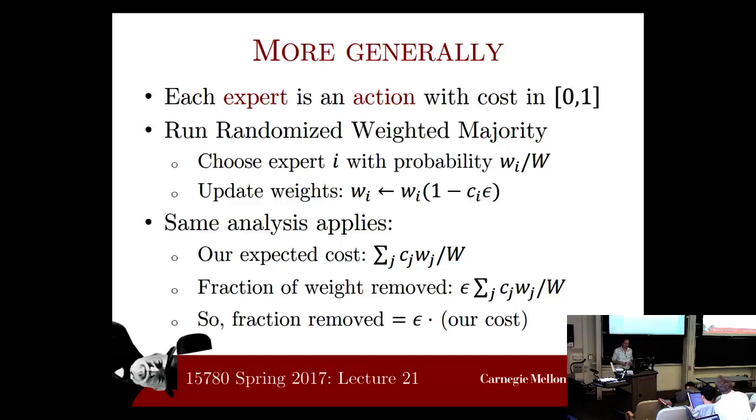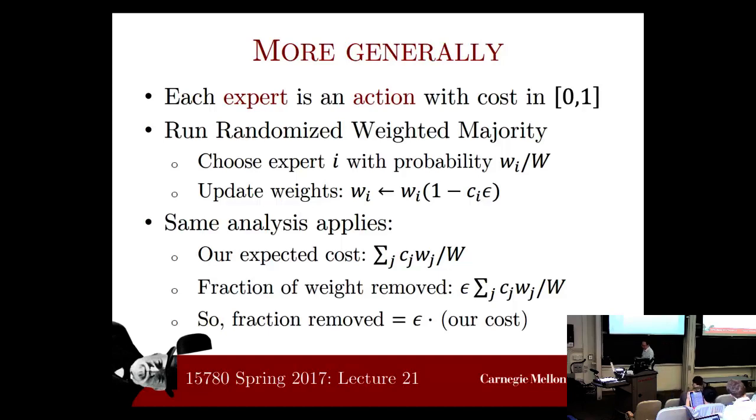Now, the crucial thing, and that's why I highlighted this point before, is that our expected cost is the sum over j of Cj times Wj divided by the total weight, because that is our probability of choosing expert j, and if we do, we get a cost of Cj. The fraction of weight to be removed is this same fraction. So like before, the fraction of weight we remove is epsilon times our cost. That relation we had before, which was crucial, still holds in this more general setting, and that's why sort of the same proof goes through.